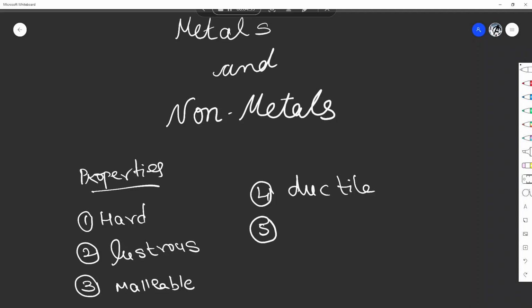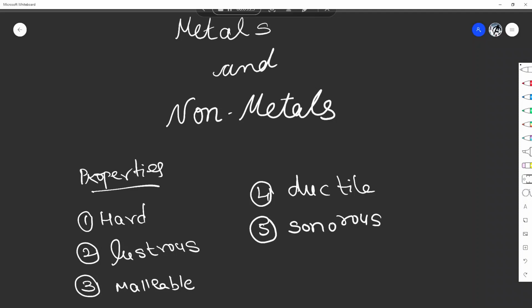Next, the fifth property is sonorous. Yes. Sonorous is a property where you get a different sound from a material. Like if you go to a temple and ring the bell, you can hear the sound. Yeah, right. That is a different type of sound.